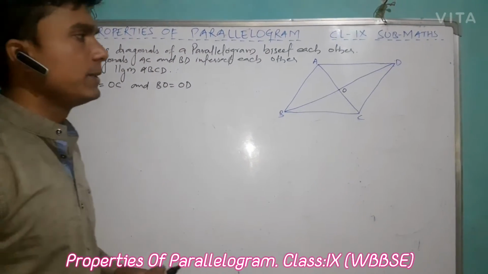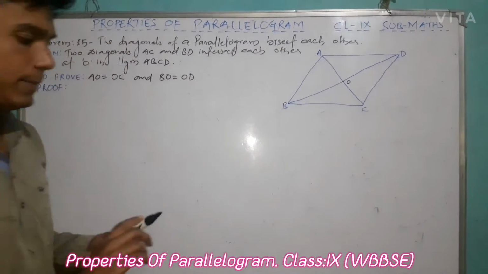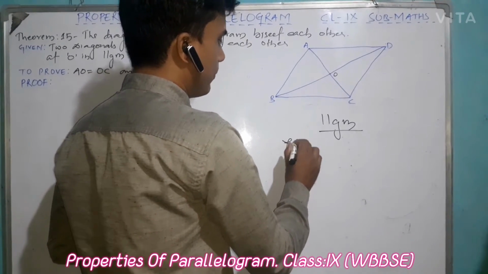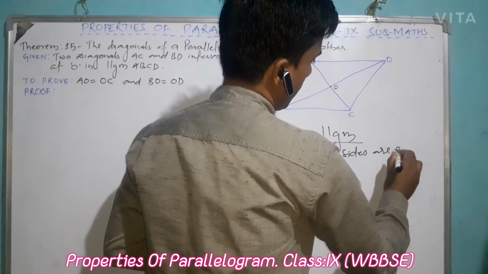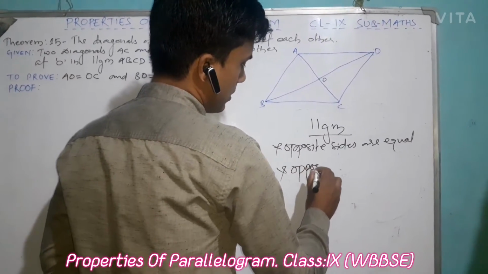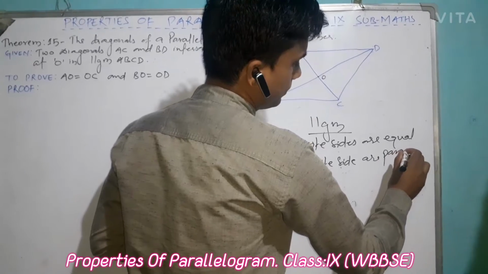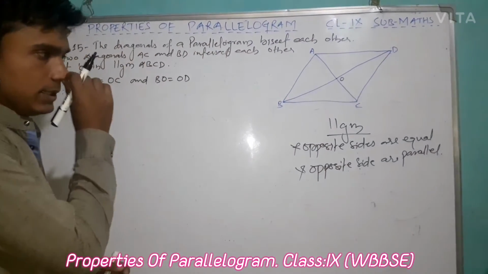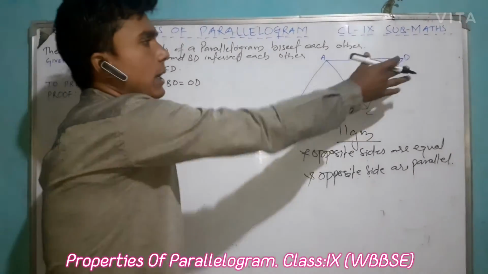Before I start solving this, I would like to give you some information that we need to know in case of a parallelogram. In a parallelogram, the opposite sides are equal. This is the first point. The second one is that opposite sides are parallel to each other. These are the two pieces of information which will be used while proving that the diagonals of a parallelogram bisect each other, right?